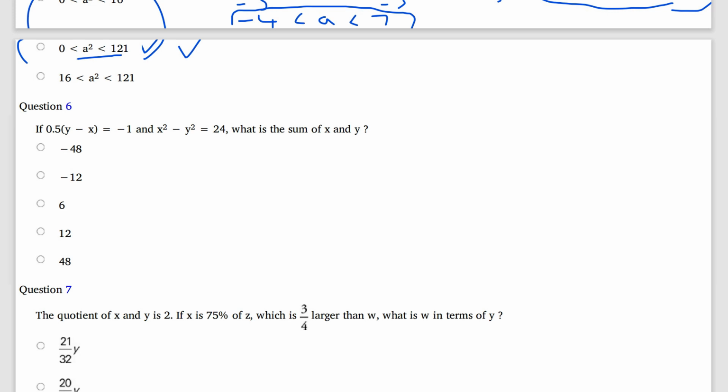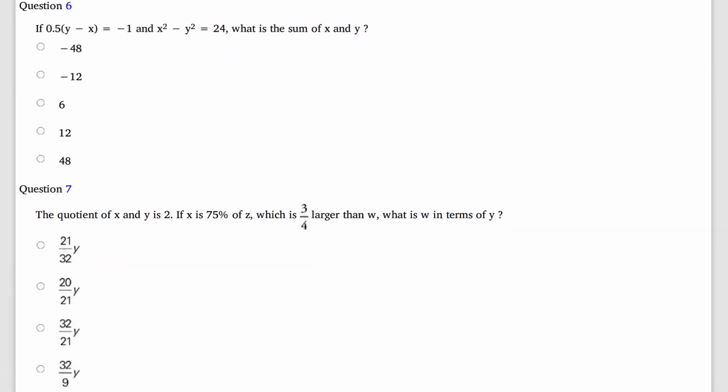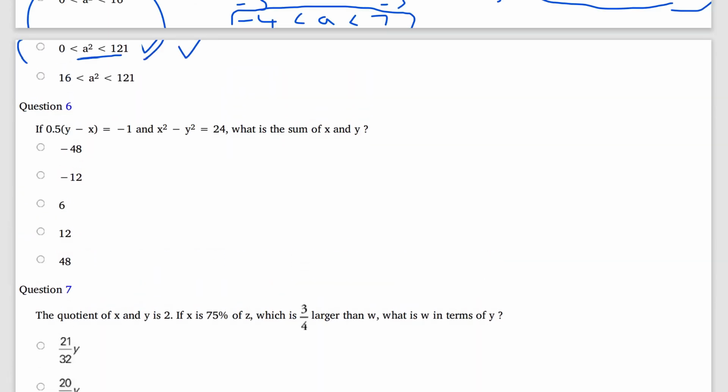Okay, next one. And then there'll be more inequality questions coming up later. Got this first equation and a second equation. What is the sum of x and y?